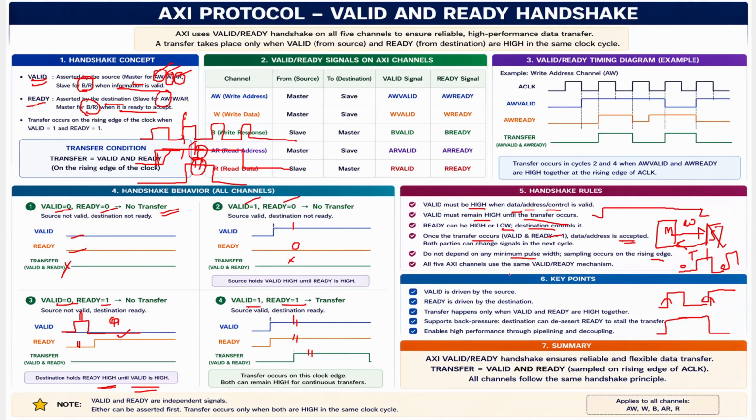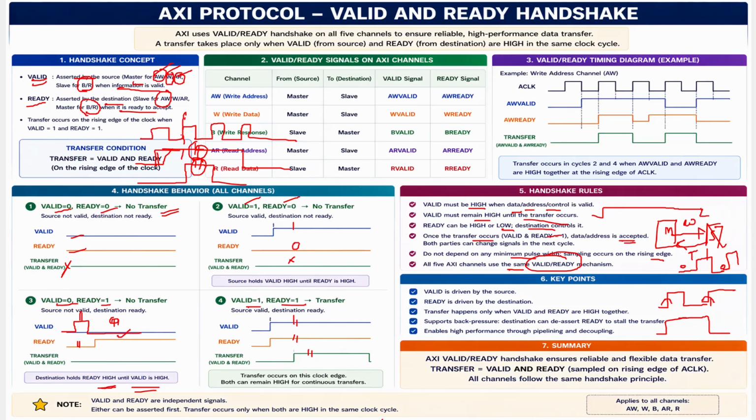All AXI channels are using the same valid and ready mechanism. The write address channel has valid and ready, the write data channel has valid and ready, the read address channel has valid and ready, and the response channel has valid and ready. All the channels have valid and ready. Based on that only we are transferring the data.